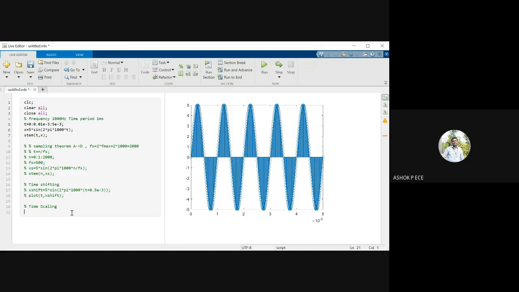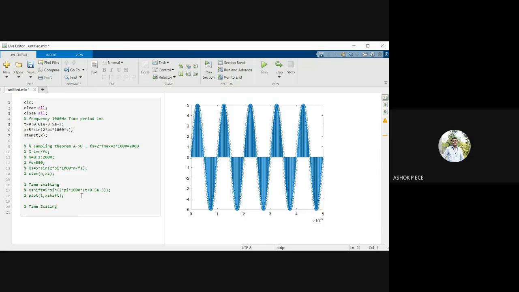Energy cannot be created nor destroyed. It can be transformed from one form to another, right? One form here is time domain. Another form is going to be frequency domain. So whichever domain you find the energy or power of a signal, it has to be the same.